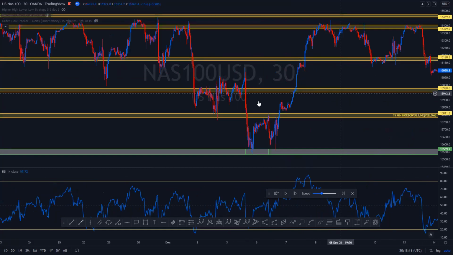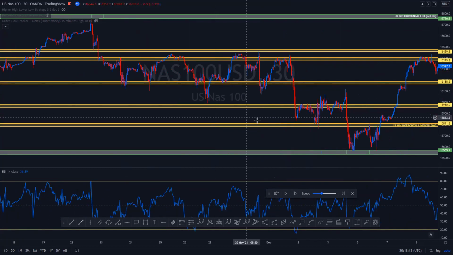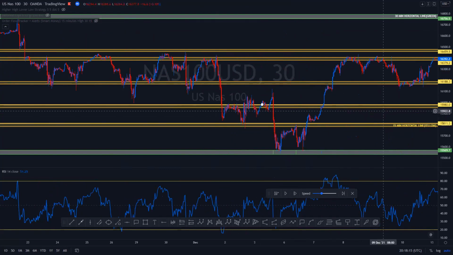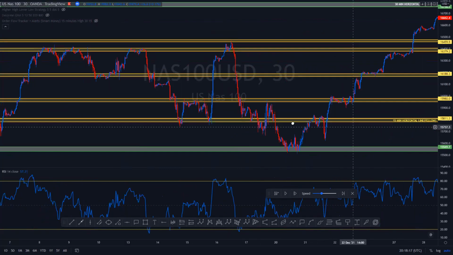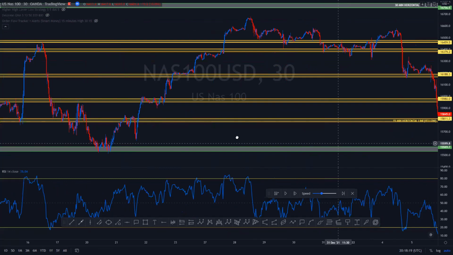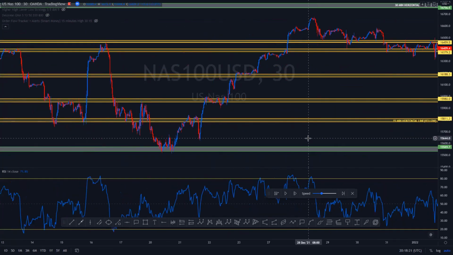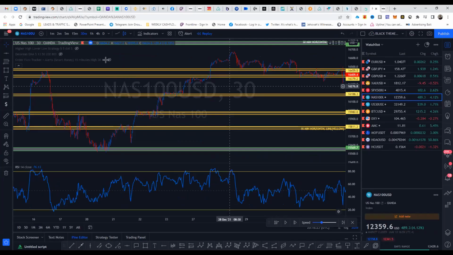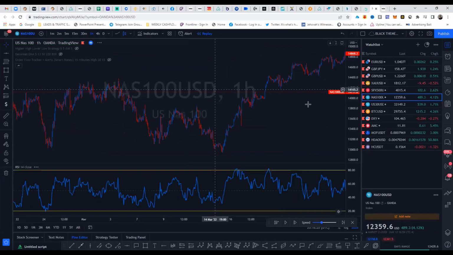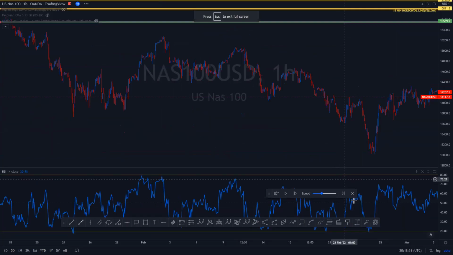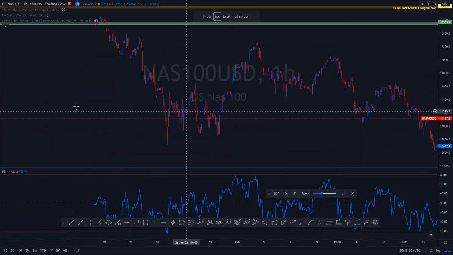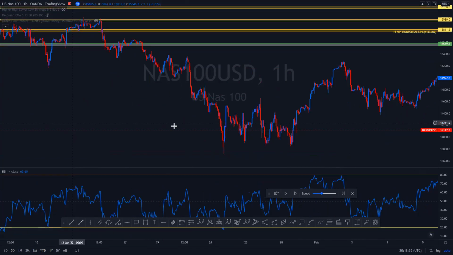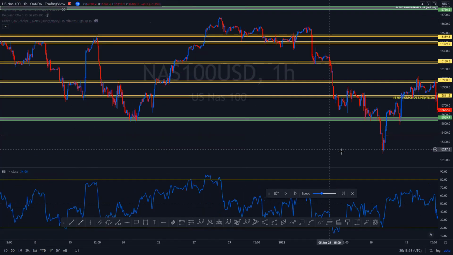Right now, that's marked up. Let me see if there's anything else that needs to be marked up on the 30-minute, possibly not yet. So now that I've marked that up, I'm going to go to the 1 hour. All right. And then we are going to mark up the 1 hour time frame.